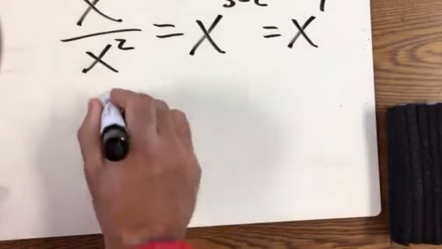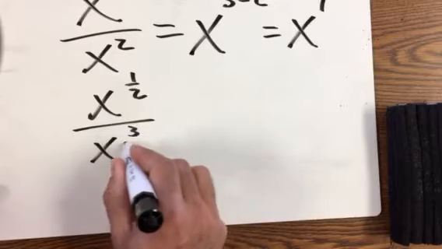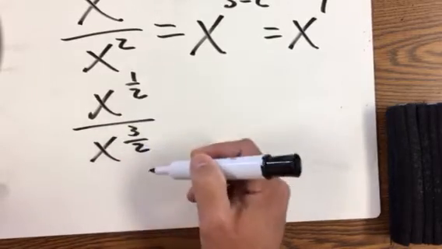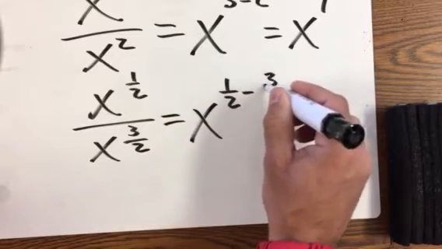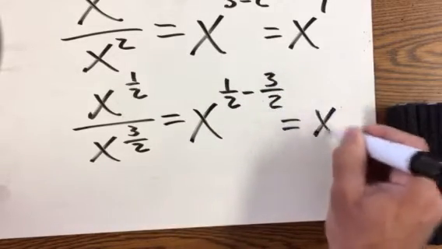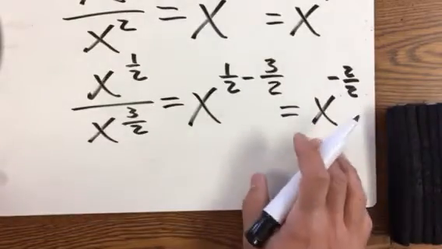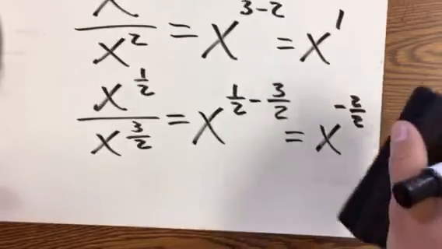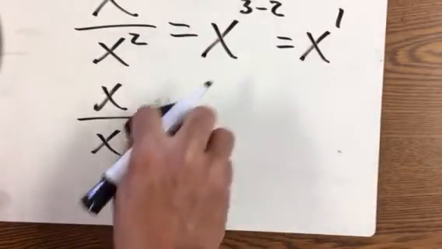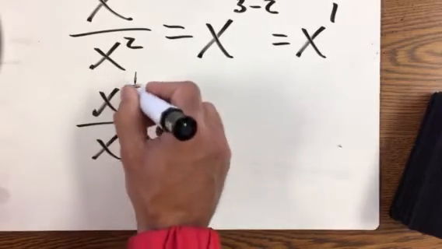The same thing's true when they're fraction exponents. I just need to make sure that they're common denominator, which these are. So I'm going to go 1/2 minus 3/2, which is negative 2/2. And we will get to a point where we change that, but not yet. If they're not the same, I just got to get a common denominator, the same as with multiplication.